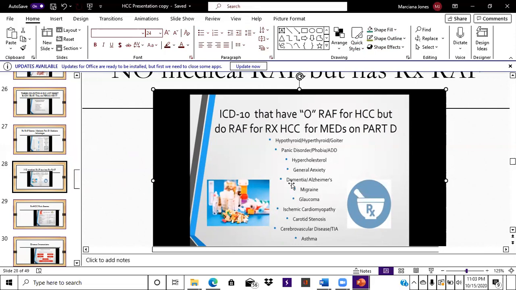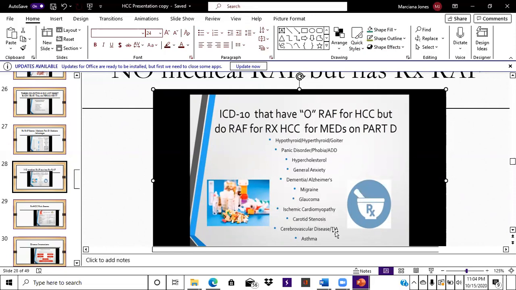Dementia and Alzheimer's. Dementia, I think, is F03.90, and I think that's without behavior disturbance. Can't think of Alzheimer's at the moment. Migraine, I think it's going to be G43.909. Not sure what glaucoma is. Ischemic cardiomyopathy, I know it's going to be I-something, your heart thing. I think it may be I25.5 or something.